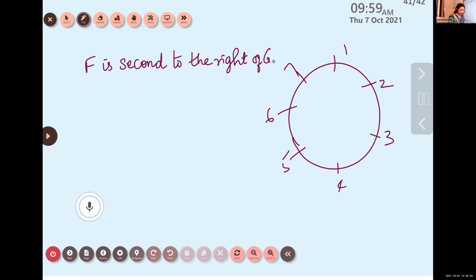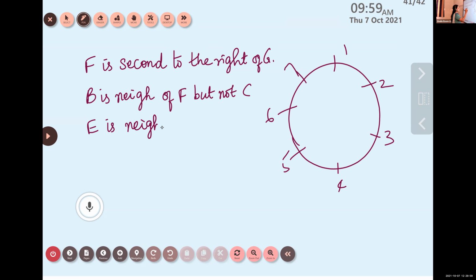B is neighbor of F, but not C. E is neighbor of C.